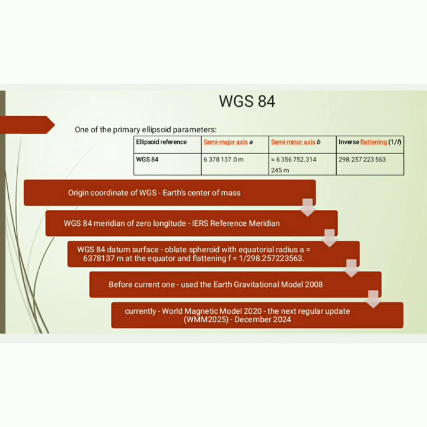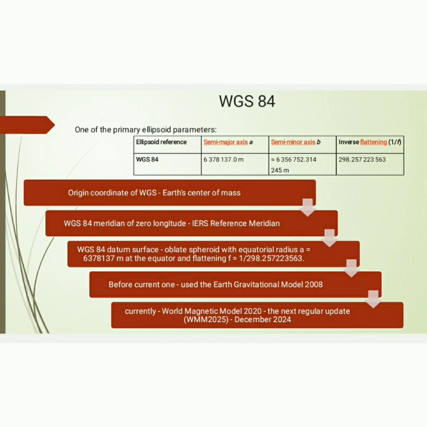The WGS84 meridian of zero longitude is the IERS reference meridian, 5.3 arc seconds or 102 meters east of the Greenwich meridian at the latitude of the Royal Observatory. The WGS84 datum surface is an oblate spheroid with equatorial radius a equals 6378137 meters at the equator and flattening f equals 1 per 298.257223563.